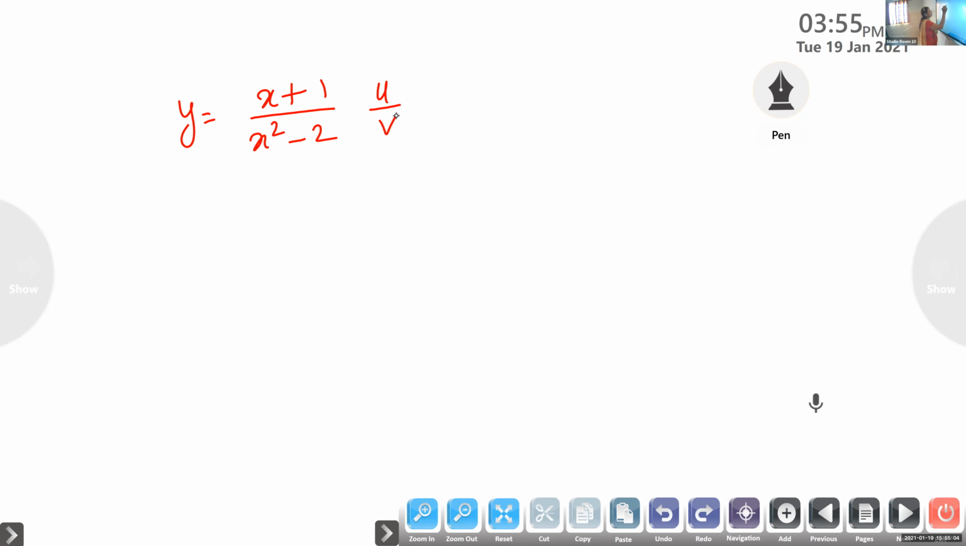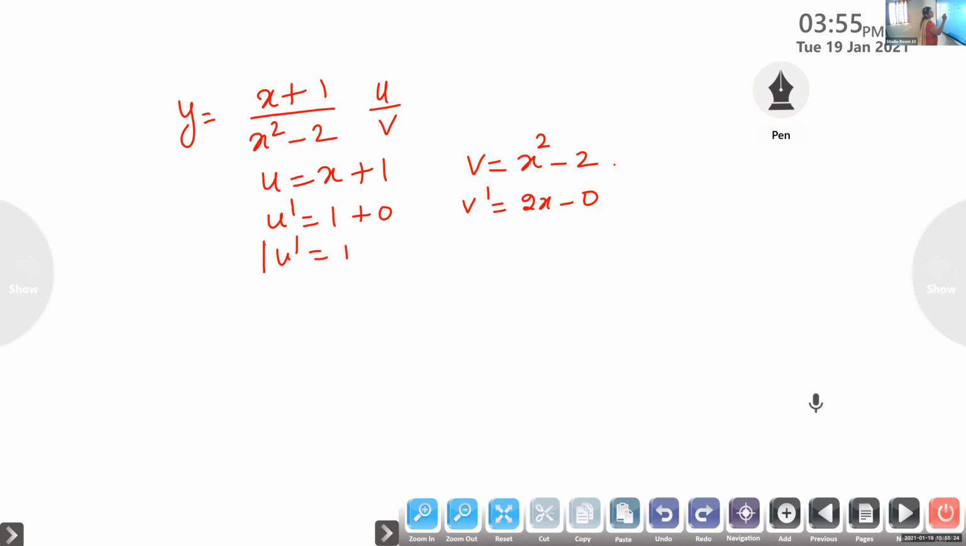So in the beginning itself you can write down what is u and what is v. V is x square minus 2. From here you find out what is u dash. Derivative of x is 1, and if you differentiate 1 it is 0. And what is v dash? It is 2x minus 0. So here u dash is 1 and v dash is 2x. Now find out what is dy by dx.